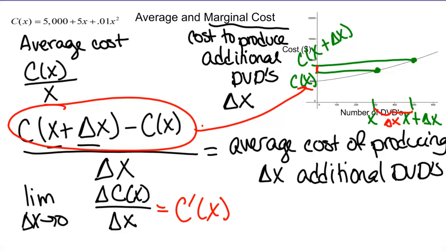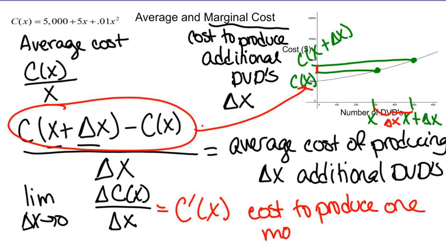So if we find the derivative of C of X, that's going to give us the marginal cost, and that's the approximate cost to produce one more. So this is the cost to produce one more DVD. That's what the derivative gives us, which is called the marginal cost.